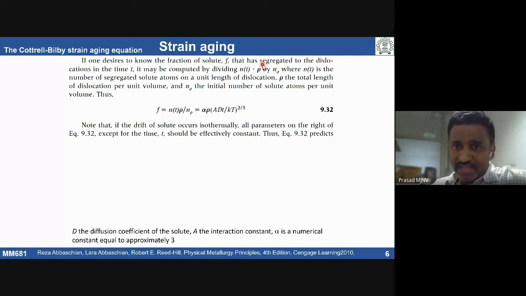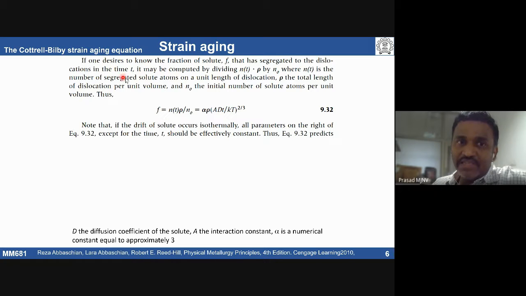So one can calculate the fraction of solutes segregated to the dislocations in a time t. We are talking about aging time. This aging can happen at room temperature, or can be kept at 100 degrees Celsius, or up to 200 degrees Celsius, like that. So depending on temperature, the time required for solute segregation is a time temperature dependent phenomenon.